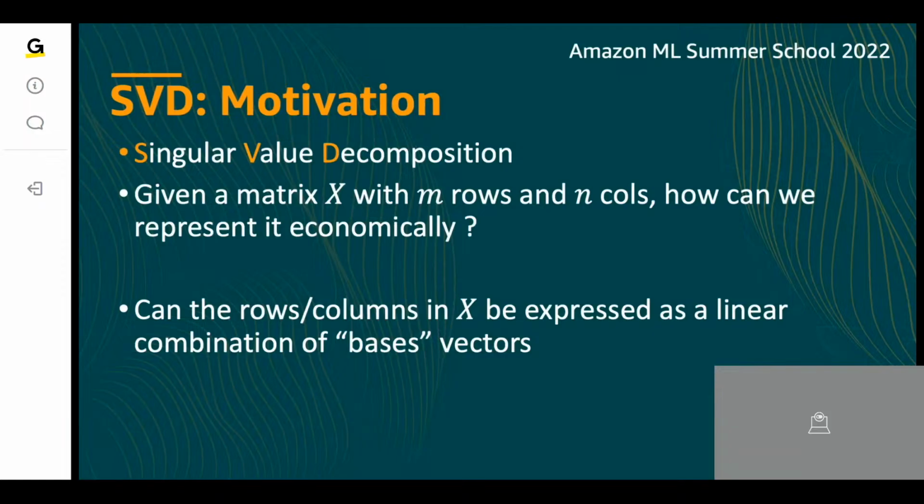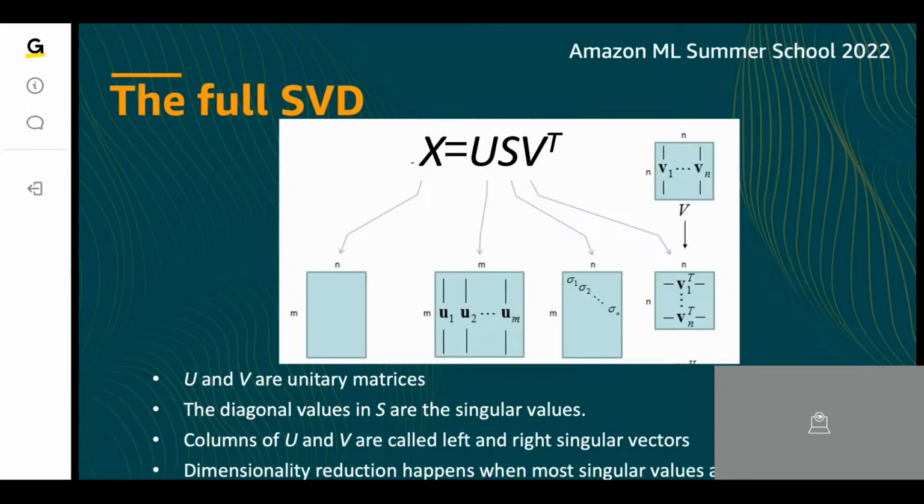Okay, so the question being asked is, can the rows and columns of X be expressed as a linear combination of certain basis vectors? These basis vectors are in smaller dimension as such. So if you were to mathematically write this down, this is what the structure would look like. You have the larger dimensional matrix, which is X, which is in a small m cross small n. Don't get fooled by the small m and small n. These are typically very, very large numbers.